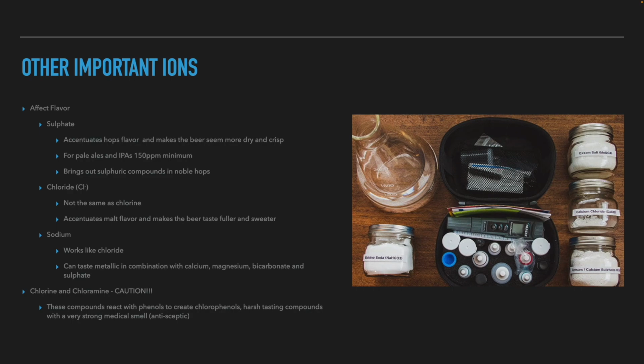Notice that it's chloride, not chlorine. This ion accentuates malt flavors and makes the beer taste fuller and sweeter. Another important ion is sodium.